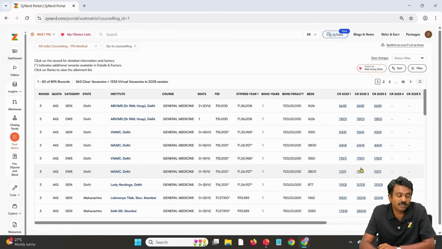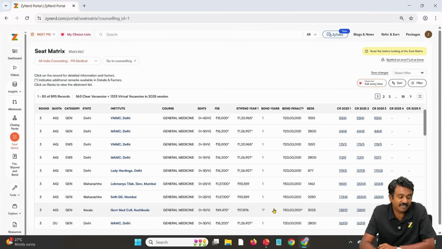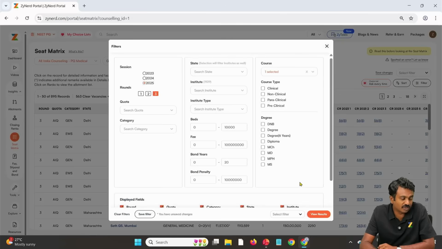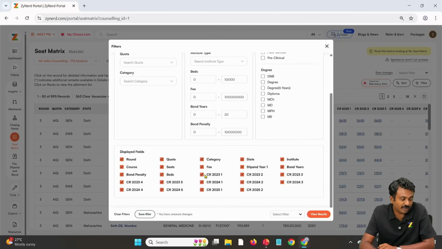Now let us say, how do I check? First thing that we need to understand is, here we are looking at the seats that are available and also the closing ranks of those seats. Let me filter out on 2024 alone. So 2024 and 2025 alone, so that we get clarity. You can filter out on what fields that you want over here. I am not filtering out round 5s, I am just filtering out 2024 round 1, round 2, round 3, and 2025 round 1 and round 2 over here.